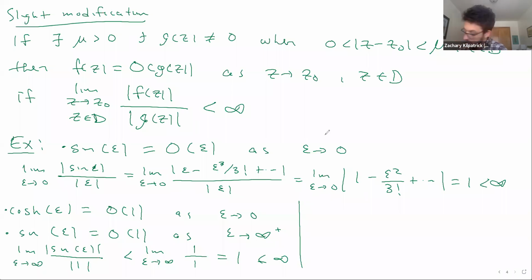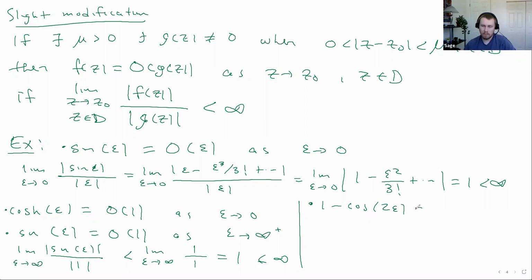Couple more. 1 minus cosine of 2 epsilon, okay? This is going to be equal to big O of epsilon squared, okay?